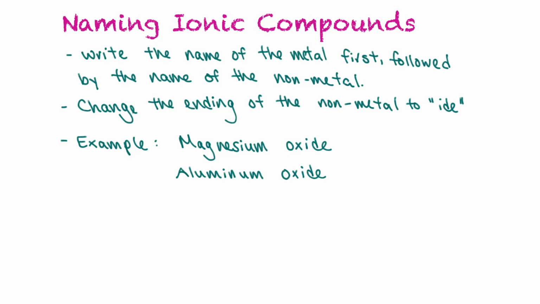Now, to name ionic compounds, you write the name of the metal first, followed by the name of the nonmetal, and you change the ending of the nonmetal to -ide. So with magnesium and oxygen, it would be magnesium oxide. Aluminum and oxygen would make aluminum oxide.